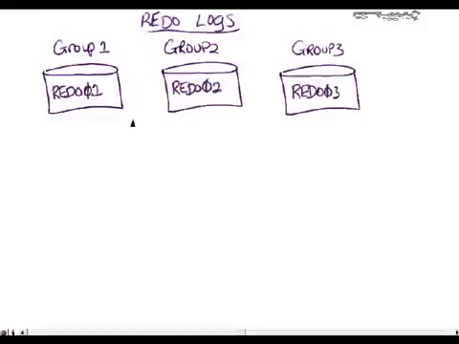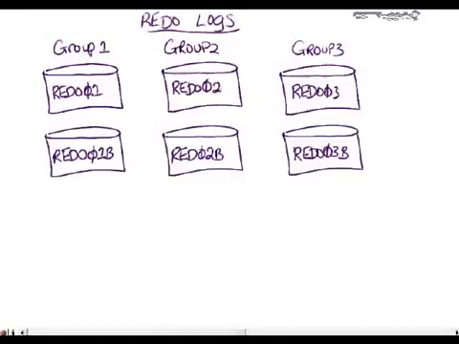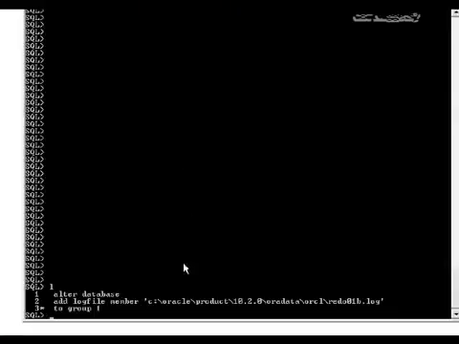In other words, have those additional members be on a different disk in case we have media failure. So this is what we would like to have. Okay, so let me show you how to do that. We go ahead and alter database, add log file member, give the full path of where that file is going to be. The directory already has to exist, otherwise you'll get an error.